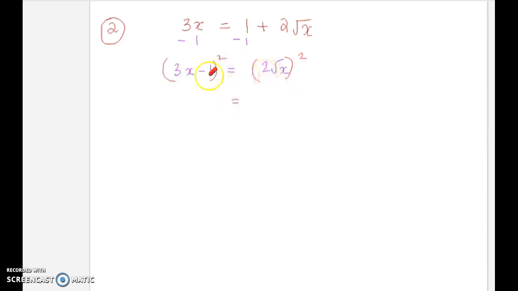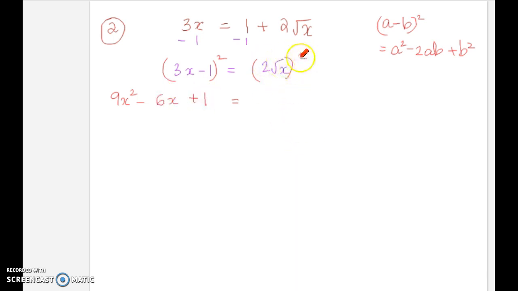Okay, so you'll use the identity a minus b, the whole square is first term square minus 2 times the product of both the terms plus the last term square. So first term square will be 3x square. 3 square is 9, x square is x square. The middle term, when you multiply all of them, we get 6x. Last term square, 1 square is just 1.